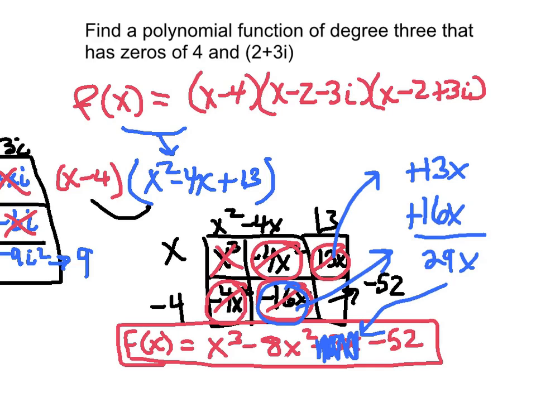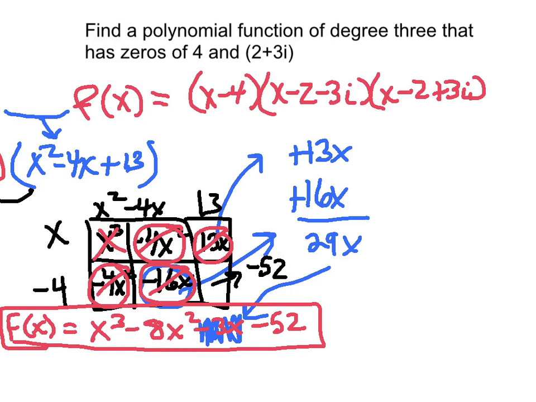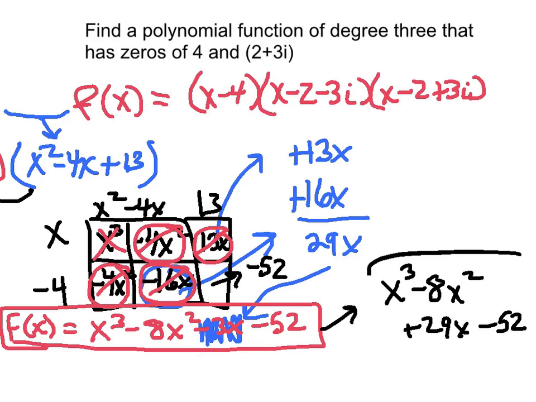I'm going to take this and write this. Let me just scoot some of this stuff over. We're going to have our function be x to the third minus 8x squared plus 29x minus 52. So I have that function that I had originally here, but instead of having that minus 3x, it's now plus 29x. The reason why is that I made a tiny mistake when I multiplied minus 4 times minus 4x. It should be a positive 16x.